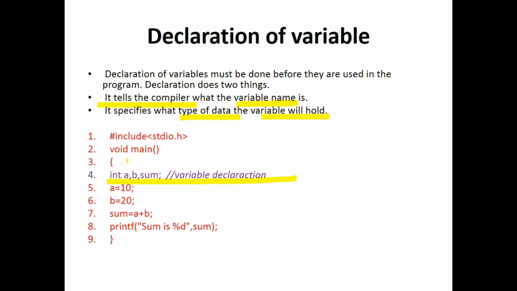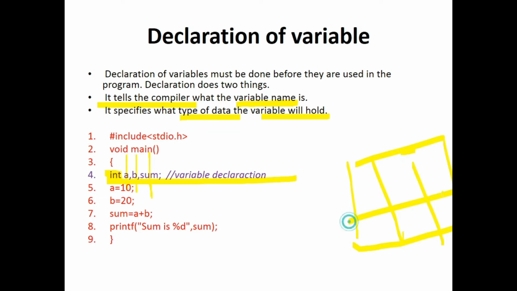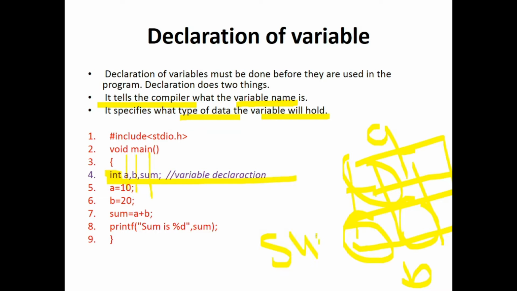What I'm doing is using the names A, B and sum for performing some tasks, but I'm clearly mentioning that these are the names, and in future they can store only integer type values, not other than integers. So when I'm typing this line, along with that, A, B, C are getting stored in your main memory. This is the area for A, this is for B, and this is for sum. So the area in main memory is reserved for A, B, C.